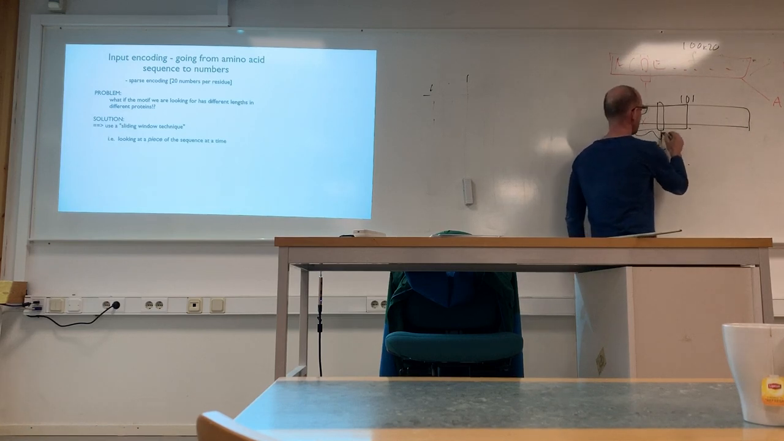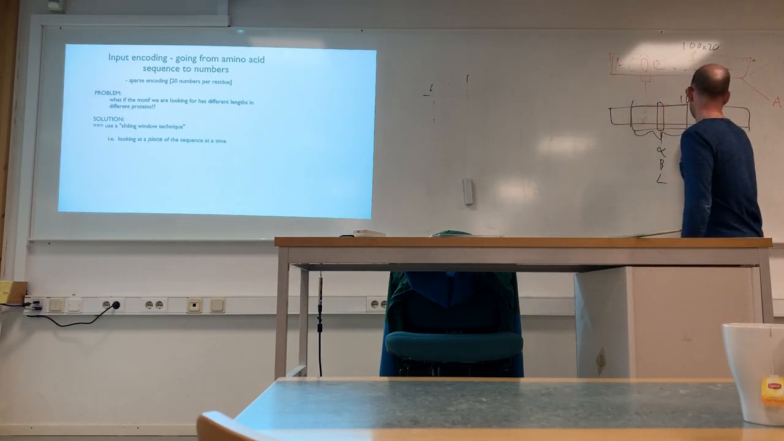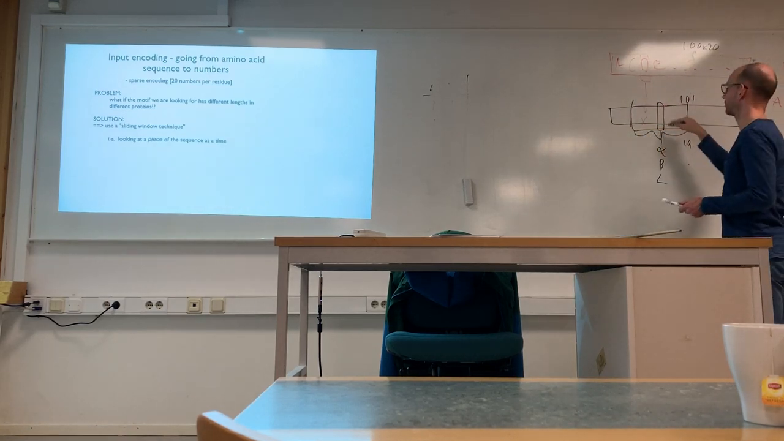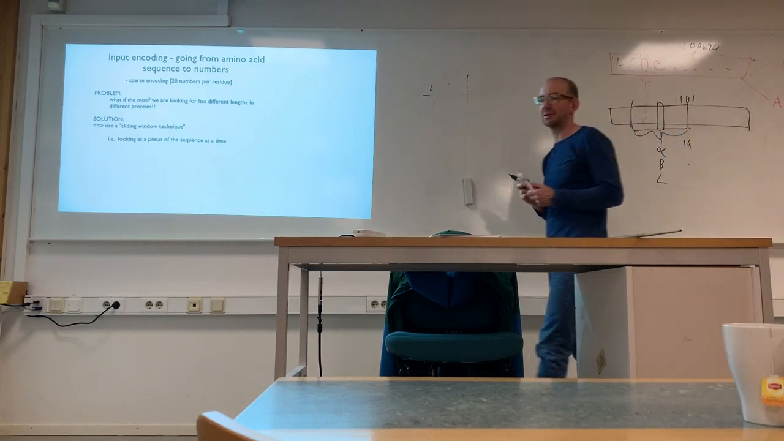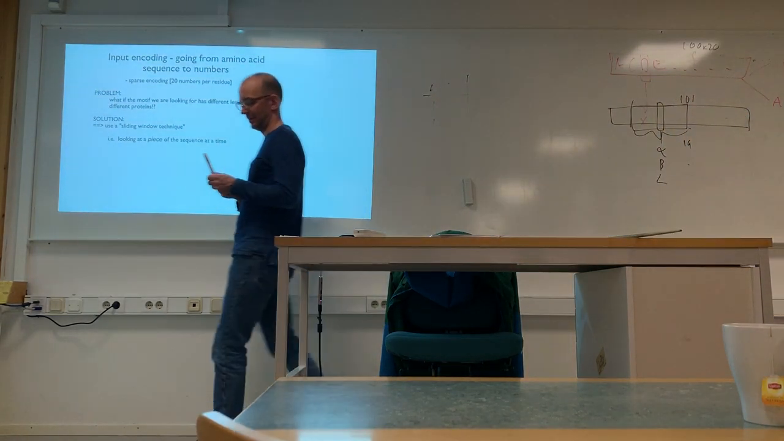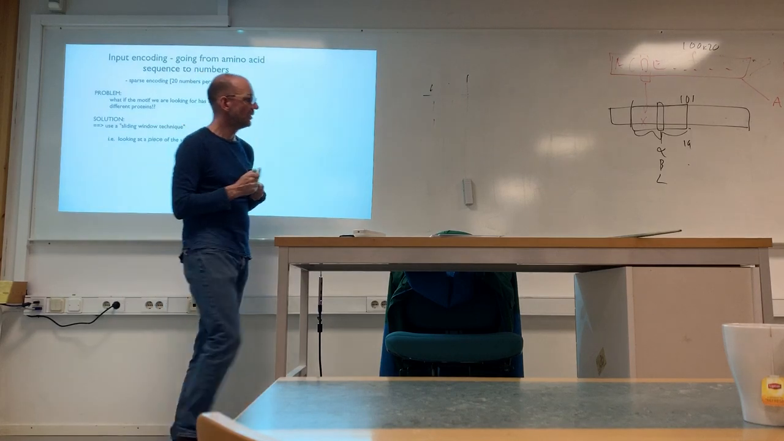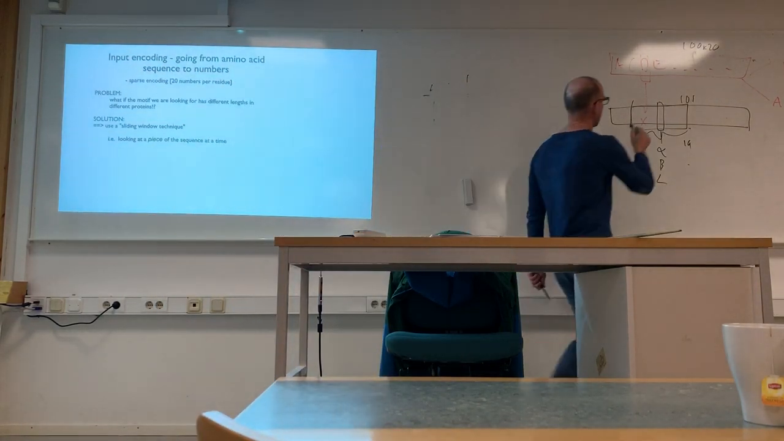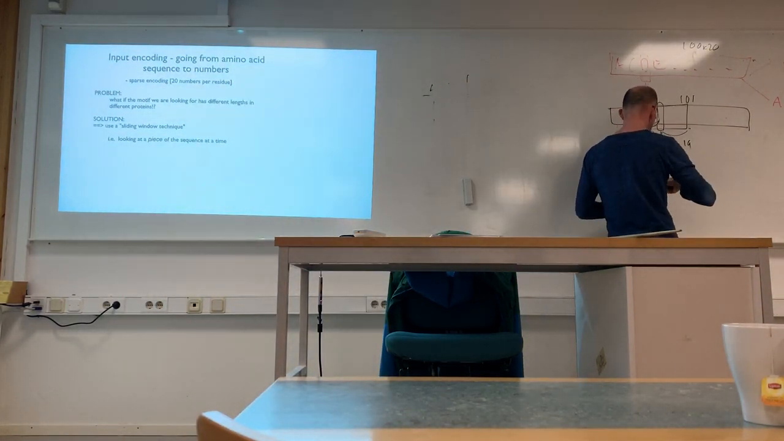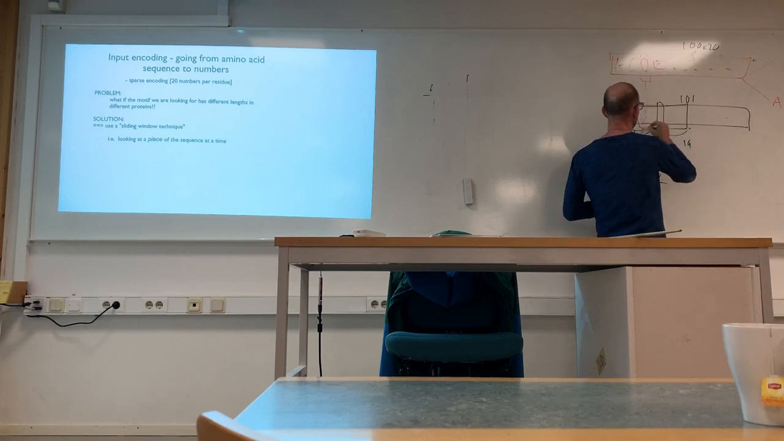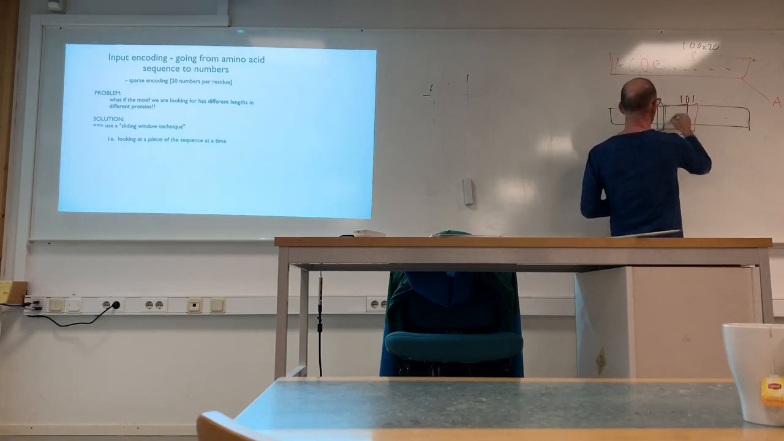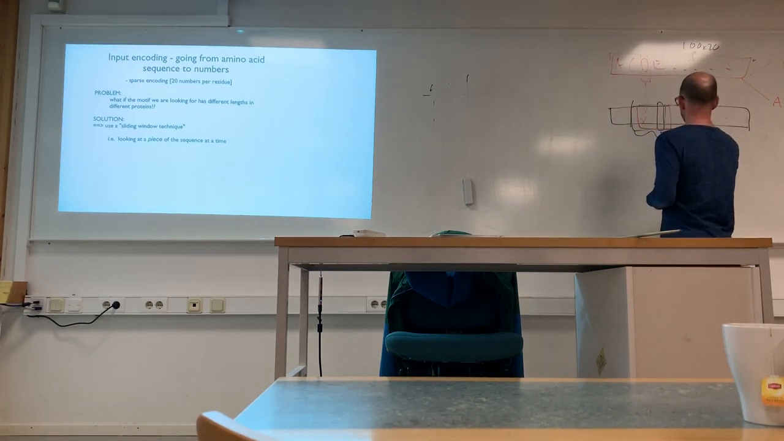I have a window here, typically of a size like 19. Often odd numbers are used so there is equal size on each side. It doesn't have to be, but that makes more sense. Then I do this, and move the window one step to the right, and ask, is this position an alpha helix or not?